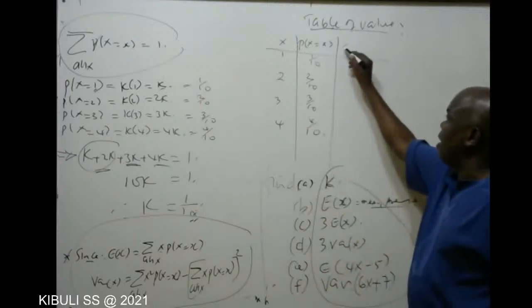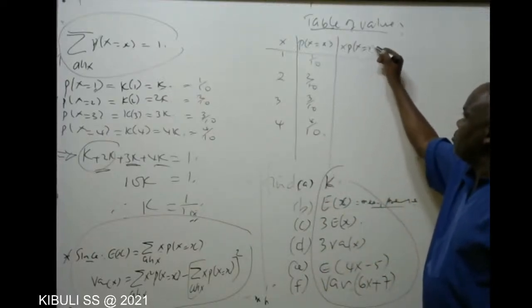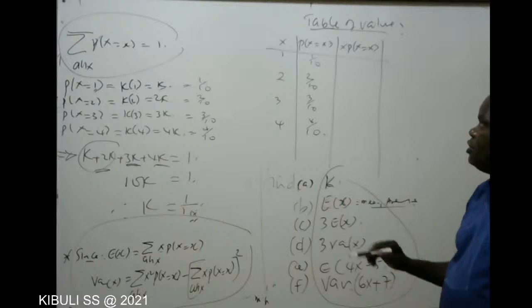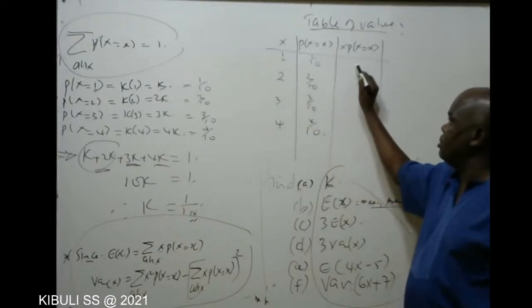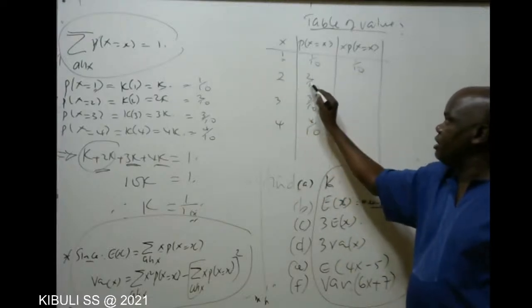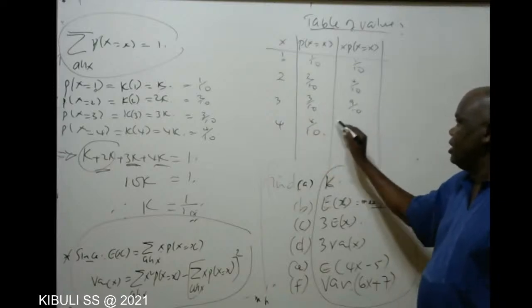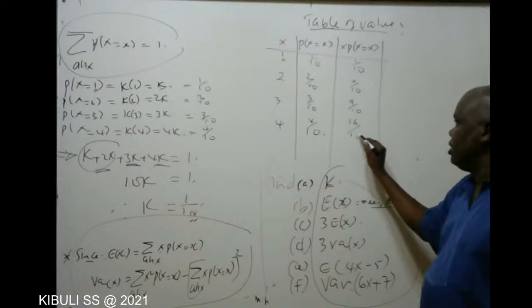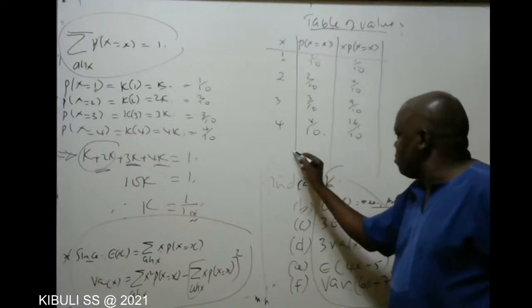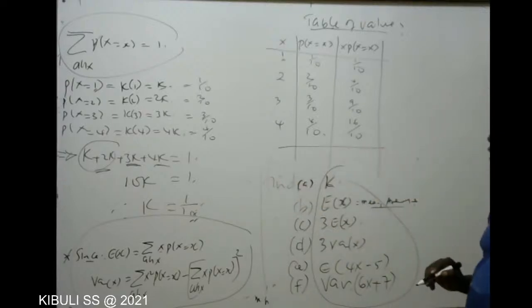So we shall have our x times the probability of X is equal to x. We shall multiply this one by that one, which is 1 out of 10. This one times that one, which is 4 out of 10. This one times this one is 9 out of 10. This one times this one is 16 out of 10. So we shall now sum these to get the expectation.